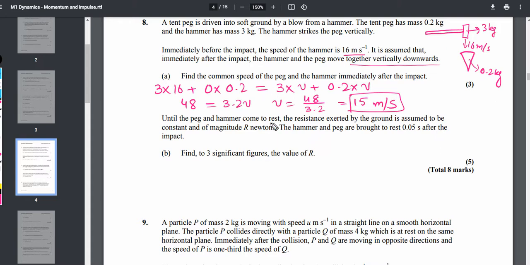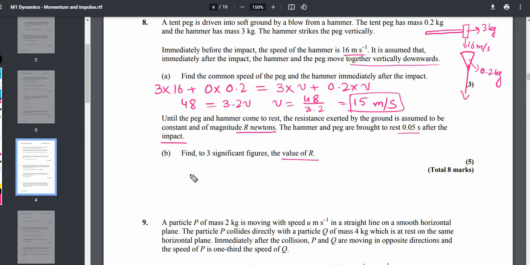Now next one, it says until the peg and hammer come to rest, the resistance exerted by the ground is assumed to be constant and of magnitude R newtons. The hammer and peg are brought to rest 0.05 seconds after the impact. Find to 3 significant figures the value of R. So they are basically asking for the force that is being exerted by both the hammer and the peg in the downward direction.